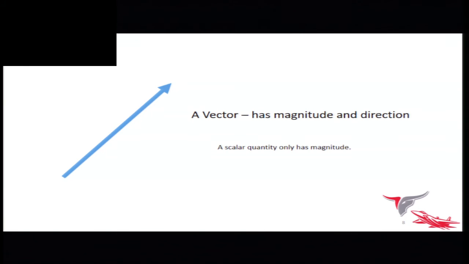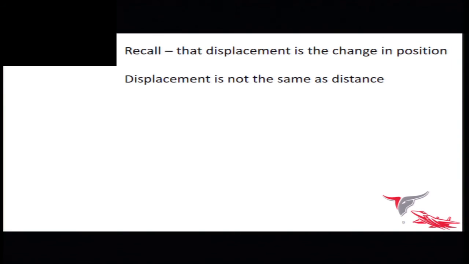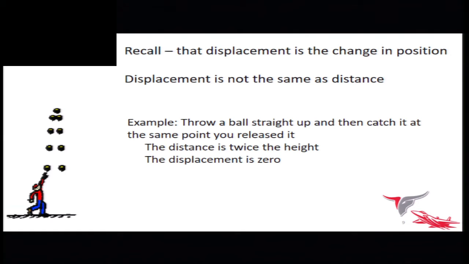So displacement is a change in position. Displacement is not the same as distance. And that's where we were just talking about, if I move 3 feet forward and then backwards 3 feet, my displacement's 0, but the total distance traveled was 6. I'm going to get the same thing if I throw the ball straight up in the air and it comes back down. The distance that the ball traveled is twice the height that it went, but the displacement at the end is 0.